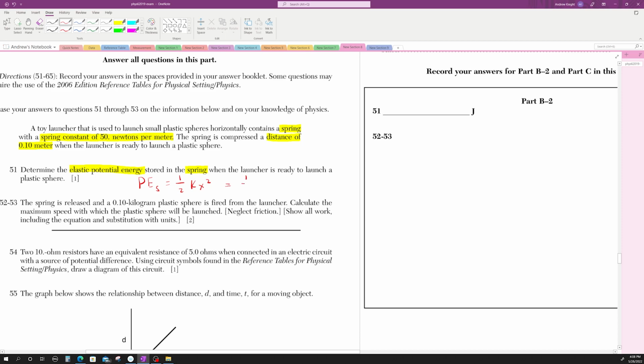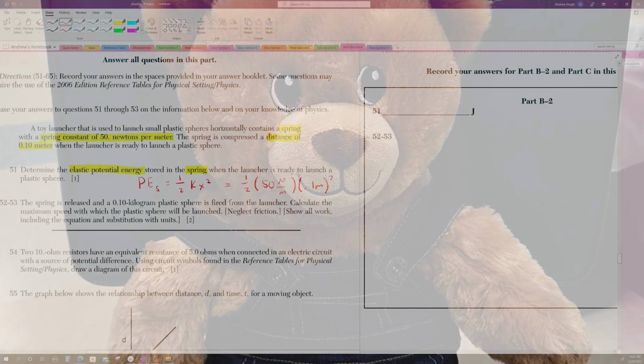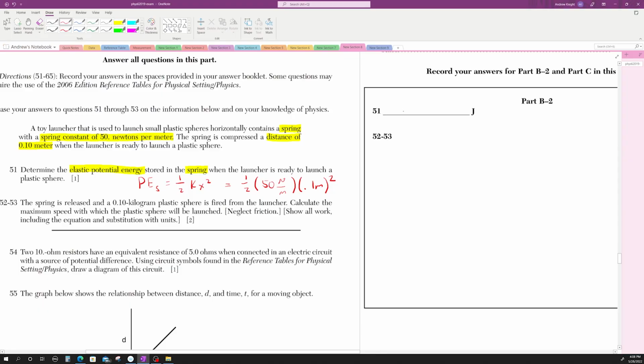This is equal to 1/2. My k was 50 newton per meter, and my x was 0.1 meter. Don't forget to square it. This gives you a potential energy of 0.25 joules. You must write that on the line here in your answer booklet.